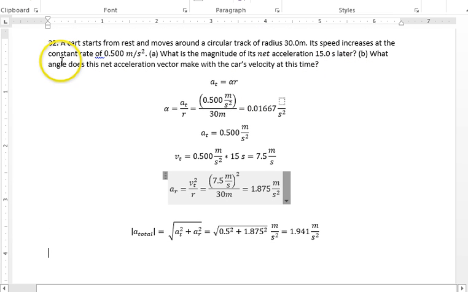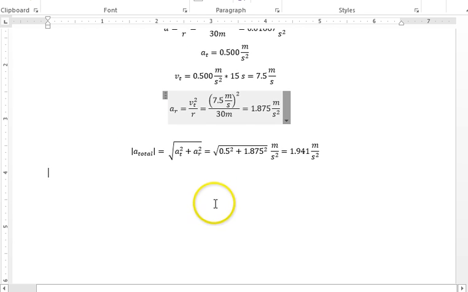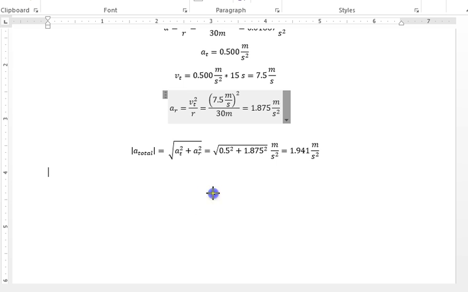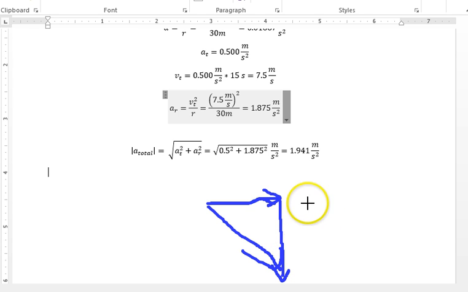What angle does this net acceleration make with the car's velocity at that time? Okay, so the car's velocity is in the direction of the tangential acceleration. And so what we're looking for is the angle between the tangential acceleration and the total acceleration. So we're looking for theta to be the inverse tangent of the radial acceleration divided by the tangential acceleration.